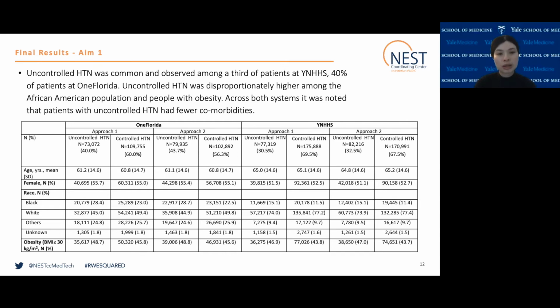Another thing we notice when we look at the result is that the patients with uncontrolled hypertension have fewer comorbidities. We need to note that this is a descriptive analysis. There may be multiple reasons for why uncontrolled hypertension patients have fewer comorbidities. Maybe because those with more comorbidities are more likely to seek healthcare, more likely to be in contact with a healthcare provider, and therefore more likely to have controlled hypertension.